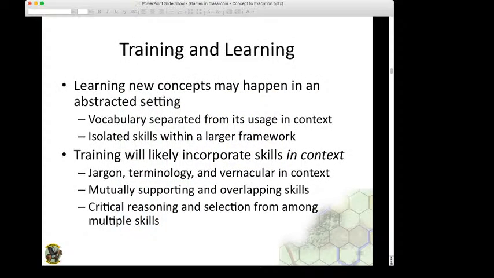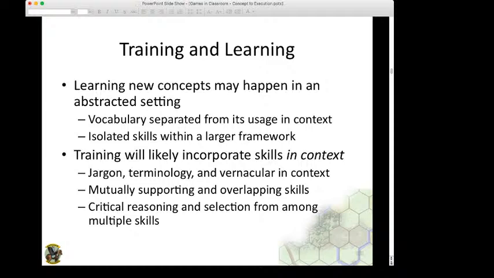So training and learning new concepts may happen in a very abstracted setting. We are learning vocabulary divorced from its meaning within a paragraph or a sentence or any sort of conversational context. We're just trying to learn what the words mean, as opposed to training that incorporates those skills in context. Am I using the jargon and terminology in the correct context? Am I using mutually supporting or overlapping skills? I have to use this skill first in order to use this skill second.